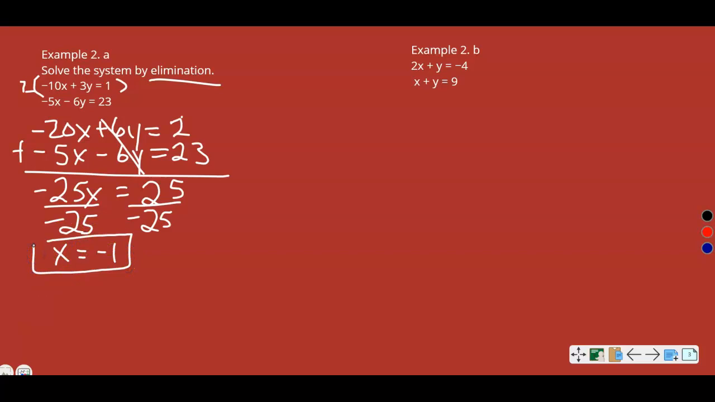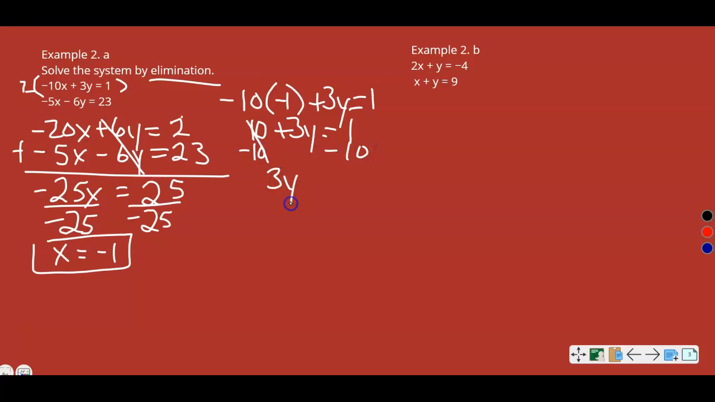All right? Now, plug that back into one of the equations. It doesn't matter which one. So let's say negative 10 times negative 1 plus 3y. Oh, I'm not trying to check it yet. Hold on. All right, I'm getting ahead of myself. So negative 10 times negative 1 is positive 10 plus 3y equals 1. Subtract 10. So 3y equals 1 minus 10, which is negative 9. Divide by 3. Y equals negative 3.